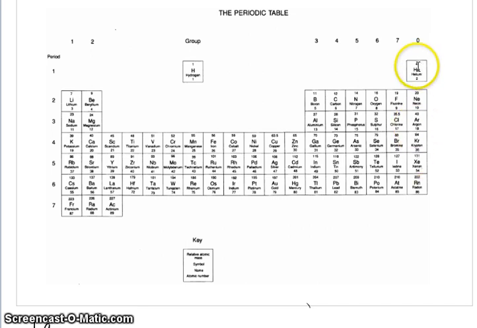So they will fill what you can fill into that one. So helium would be 2 electrons on the outside shell. Neon would be 8. Krypton would be 18. Okay. So there you have it.